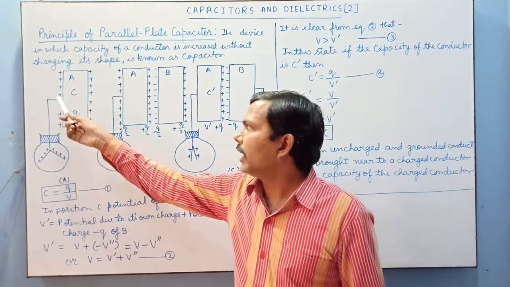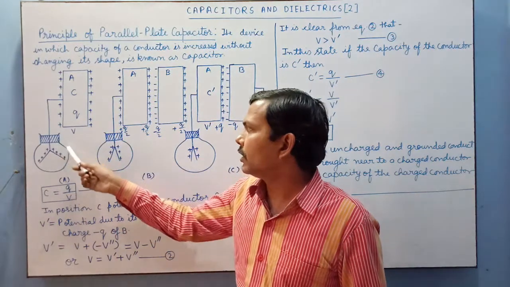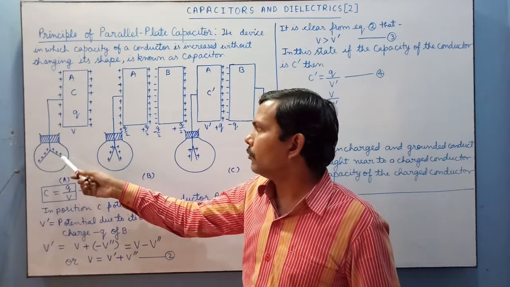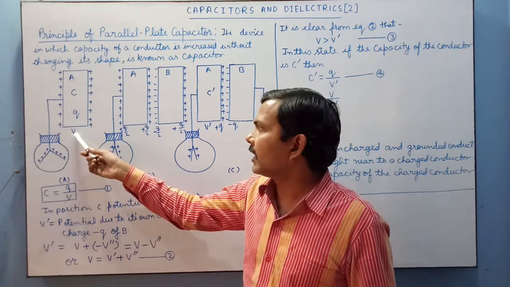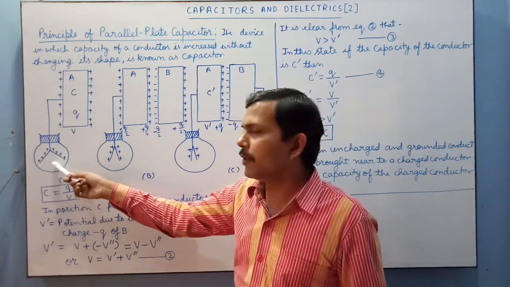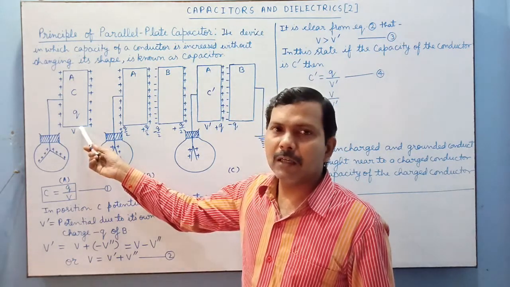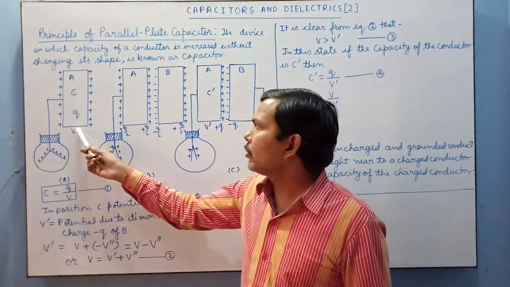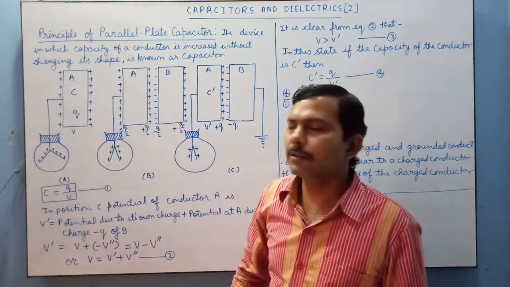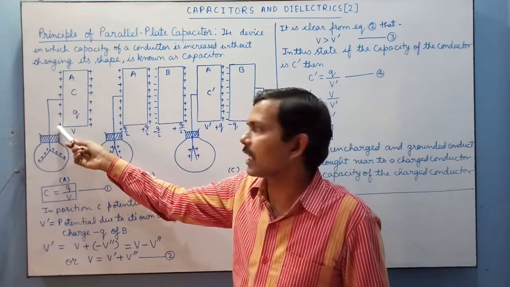Now here I am using a gold leaf electroscope which is connected to this conductor A, and by this gold leaf electroscope we will be able to know whether its potential is decreased or not, because the separation between the leaves of the electroscope decreases when the potential of the conductor decreases. The charge given to the conductor is uniformly spread on both sides of the conductor, Q by 2 on one side and Q by 2 on the other side.